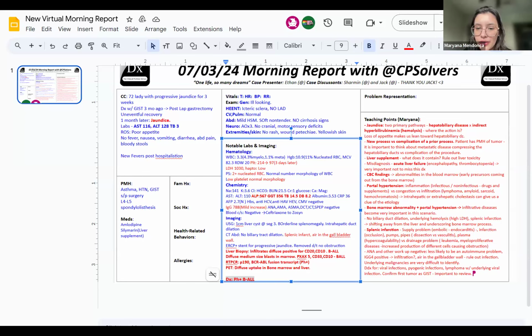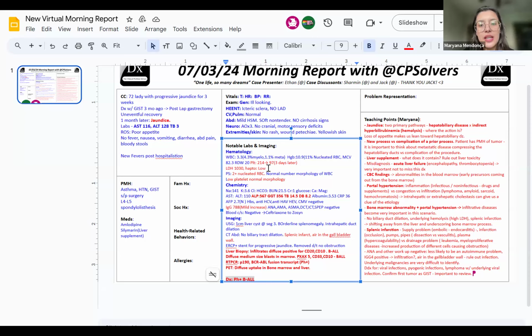So I will do a quick review of what we discussed today. We started with jaundice, and to think about jaundice, we have two primary pathways: hepatobiliary disease versus indirect hyperbilirubinemia, especially considering hemolysis, and we have to think where the action is. The patient also mentioned loss of appetite, which makes us lean toward hepatobiliary disease versus hemolysis.